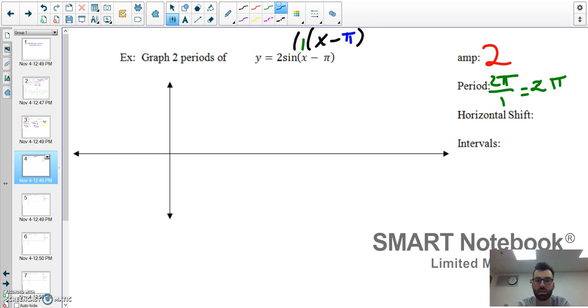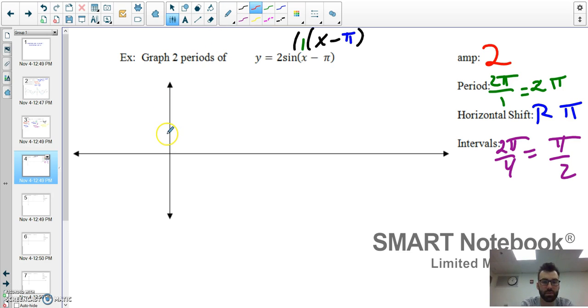A horizontal shift of minus pi. Remember, on the inside it behaves as the opposite, so I'm going to go right pi. And our intervals are your period divided by 4, so 2 pi over 4, which is pi over 2. Again, our amplitude was 2, 1, 2. Our midline did not change. There was no vertical shift, so our midline stays the same as well.